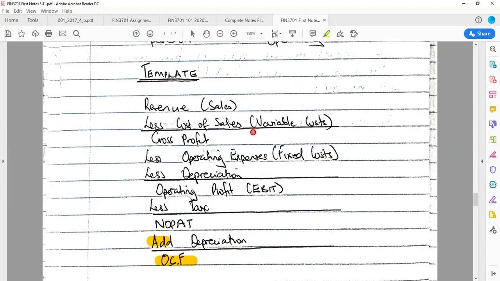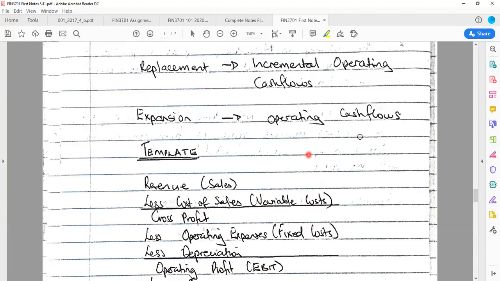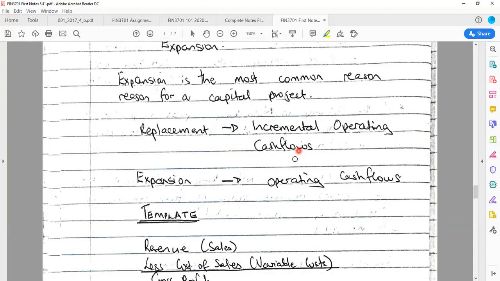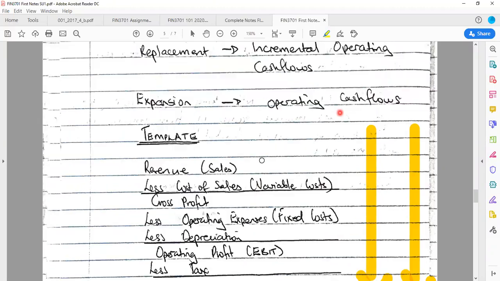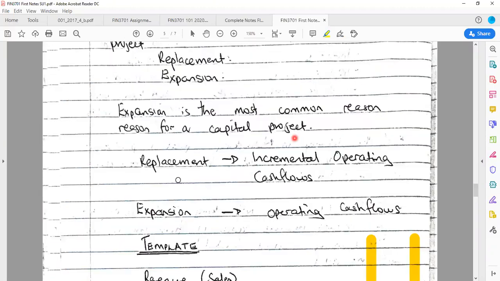Like I've said, sometimes they will want you to do the incremental operating cash flow, which is the example I'm going to show you from the assignment. With an incremental operating cash flow, you do the operating cash flow calculation for the existing asset, and then you do the operating cash flow calculation for the new asset, and then you subtract these two to get the incremental operating cash flow. That's if it's a replacement capital budgeting project.